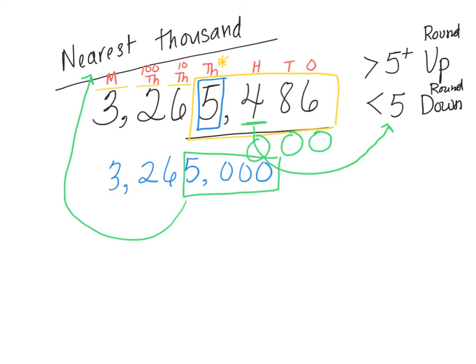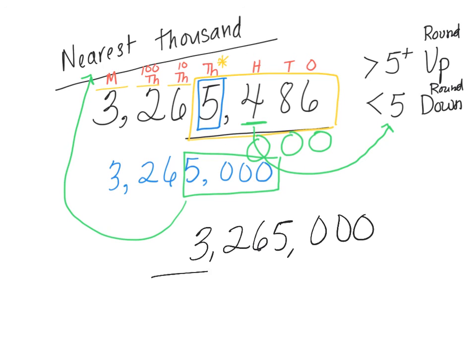So 3,265,486 rounded to the nearest thousand is 3,265,000. And that is how I put everything that I have learned together.